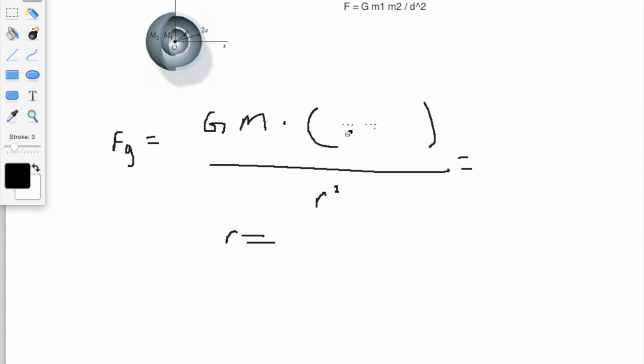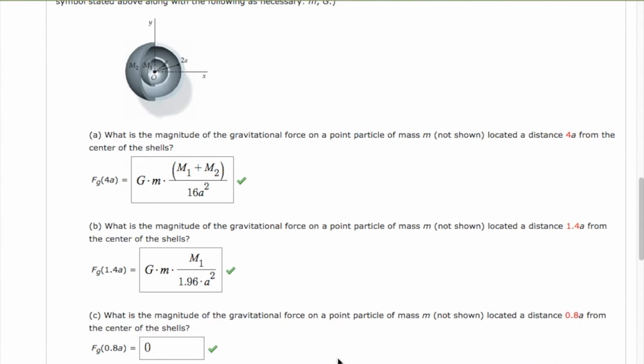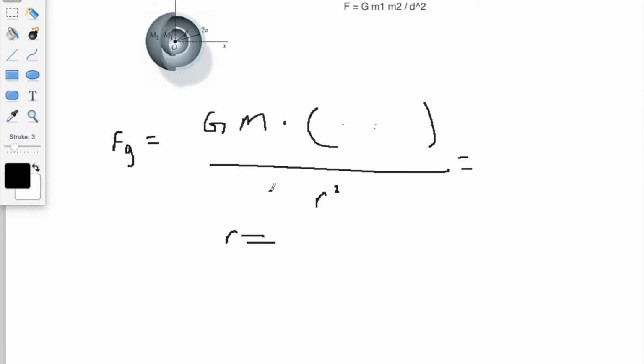Alright. For the last part, what is the magnitude of the gravitational force on a point mass m located at a distance of 0.8a from the center? So now this is similar to part B.